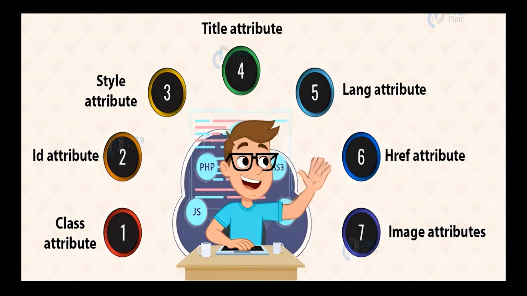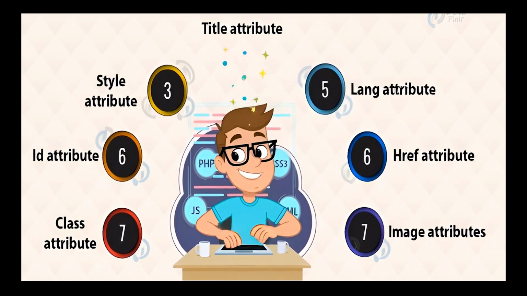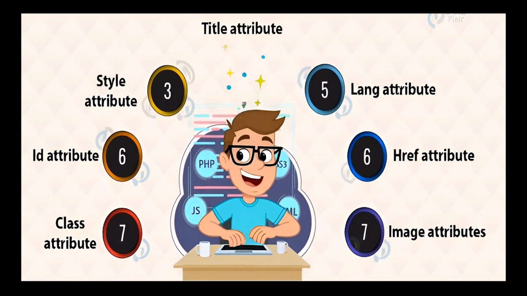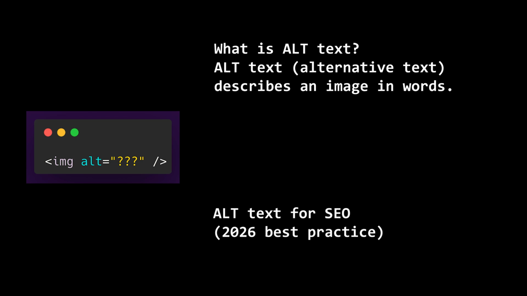And remember, attributes add extra meaning and behavior. The big ones you'll use constantly are ID for unique elements, class for styling groups, href for links, src for images and scripts, and alt for images. Alt text matters a lot for accessibility and SEO.